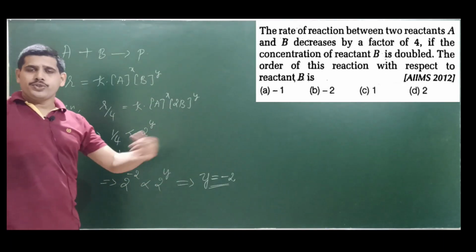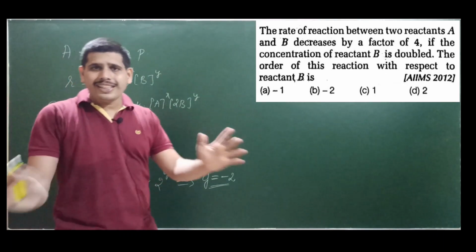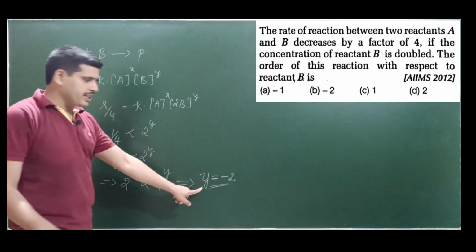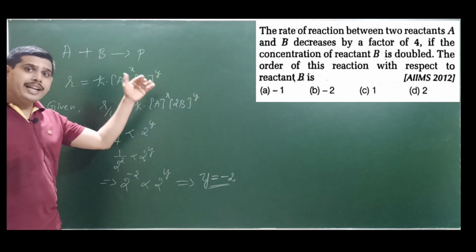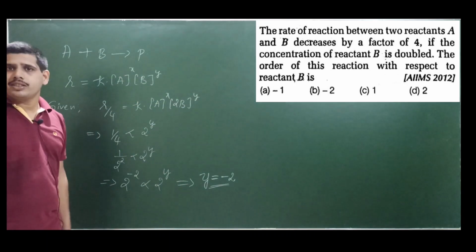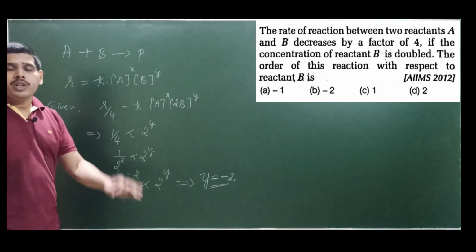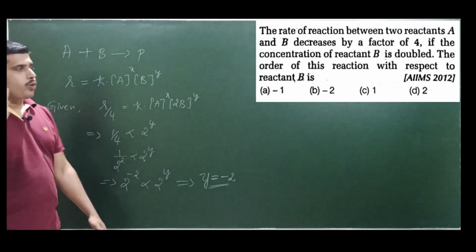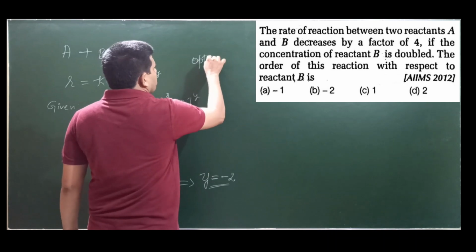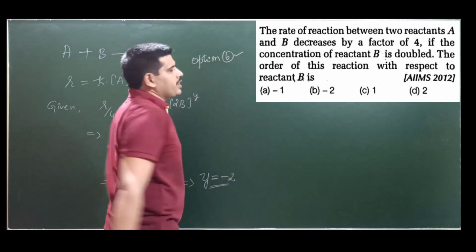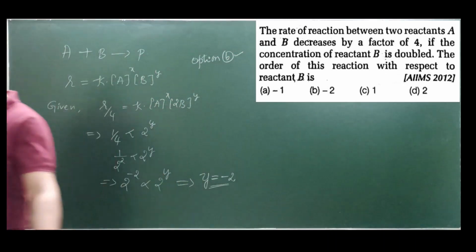Am I right? So the order of the reaction is minus 2. Order can be negative, 0, positive or fractional. All these things you know. Therefore here is one example where order is negative. When rate decreases upon increasing the concentration, order must be negative. This is the conclusion. So which is that option, dear students? Yes, option B. It is clear. That's all.